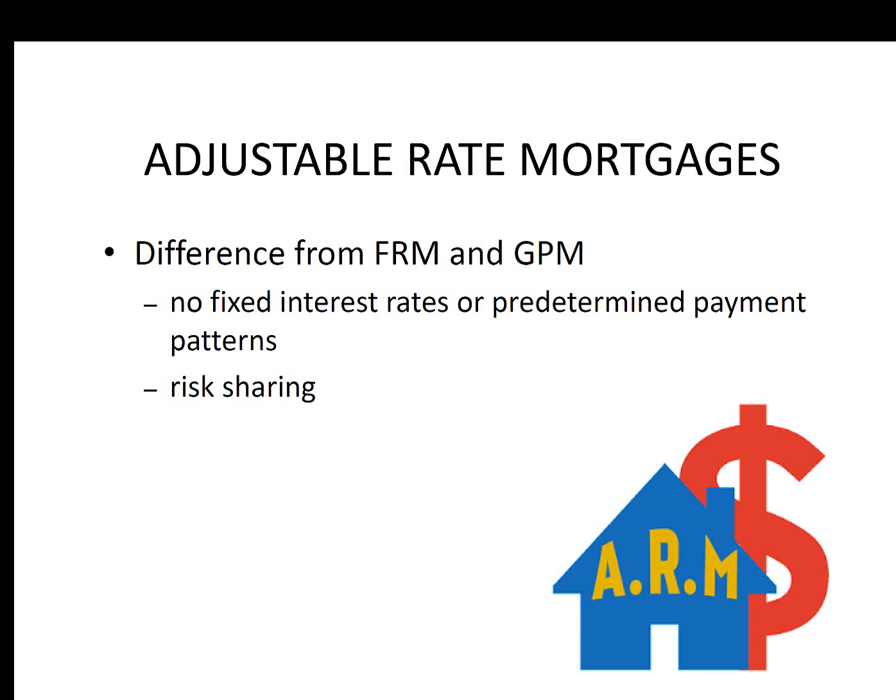Adjustable rate mortgage does not have a fixed interest rate or a predetermined payment pattern. It helps to do the risk sharing between borrowers and lenders, because for fixed rate mortgage or gradual payment mortgage, the lender cannot charge a higher interest rate when market interest rate goes up. But for adjustable rate mortgage, the borrowers are paying a lower interest rate when market rate goes down, and they are paying a higher interest rate when market rate goes up.